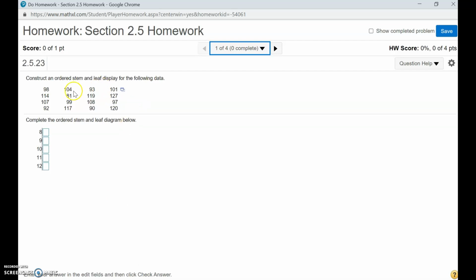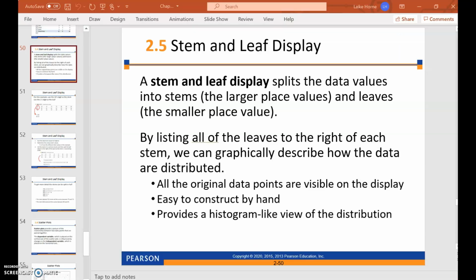Okay, in section 2.5, we're going to construct an ordered stem and leaf display for the following data. A stem and leaf display splits the data values into stems. The stems are your larger place values and your leaves are your smaller place values. By listing all the leaves to the right, we can describe how the data are distributed. All the original data points are visible. They're easy to construct by hand, and it gives you a histogram-like view.